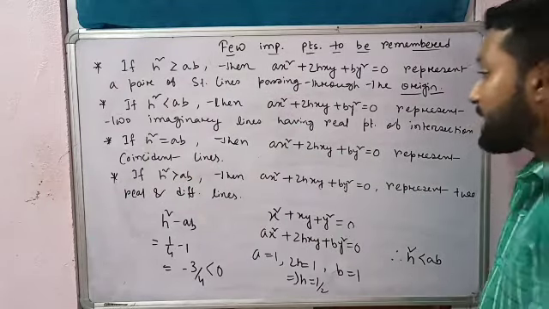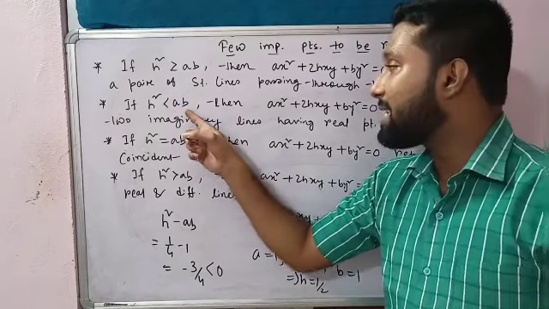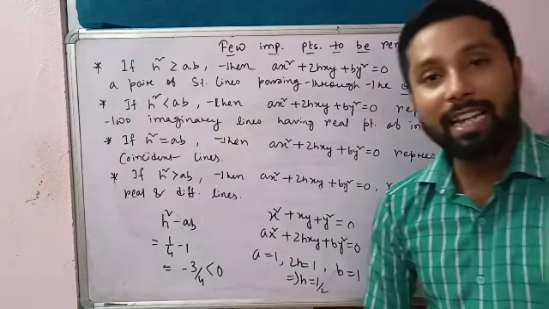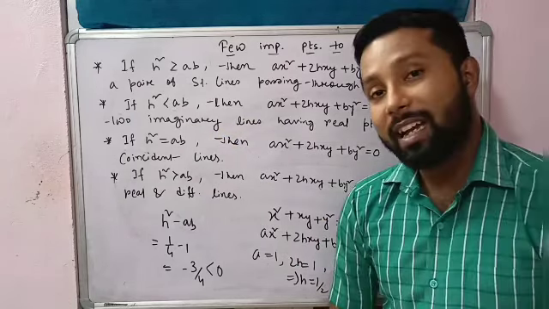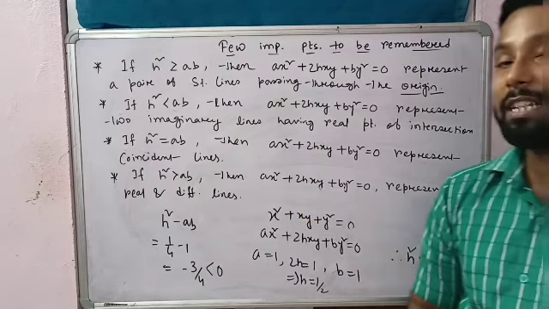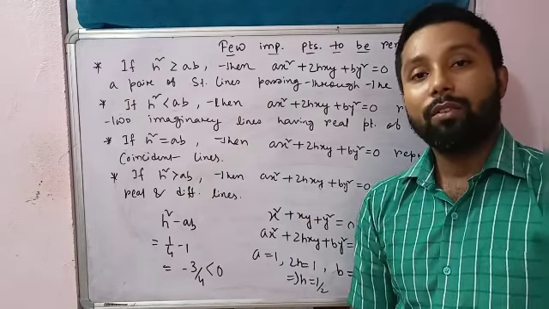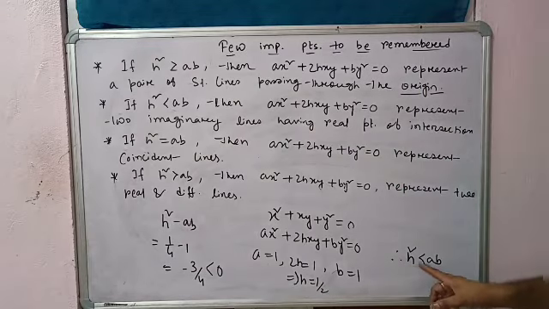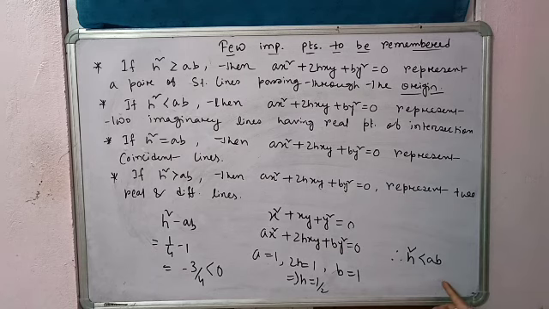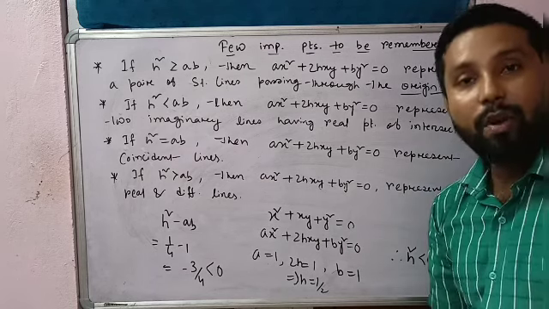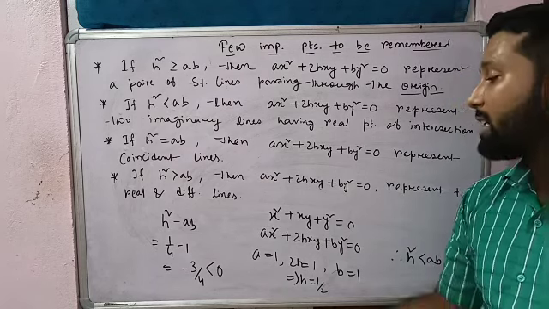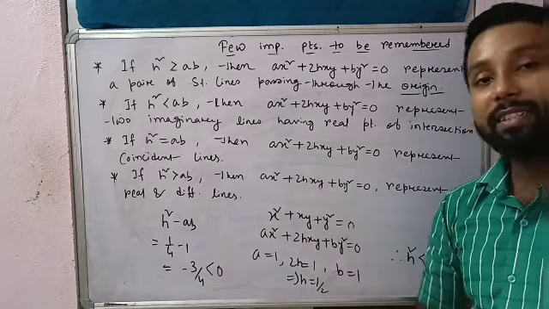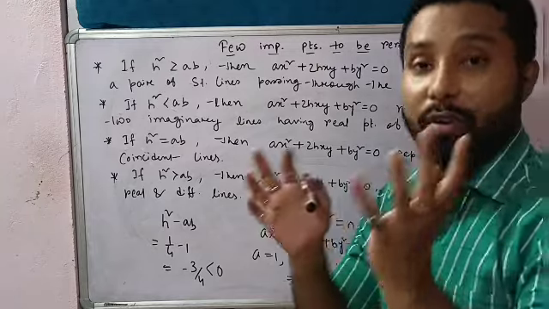Now since h square is less than ab, which condition? h square less than ab होने से this equation represents what? Two imaginary lines. So the question क्या था? Does this equation represent a pair of straight lines? No. This equation does not represent a pair of straight lines because h square is always less than ab. Since h square is always less than ab, therefore this equation represents two imaginary lines. Okay, so like this you have to check.